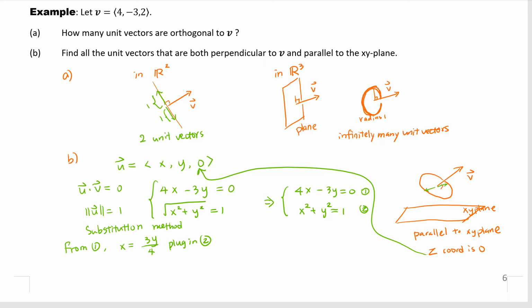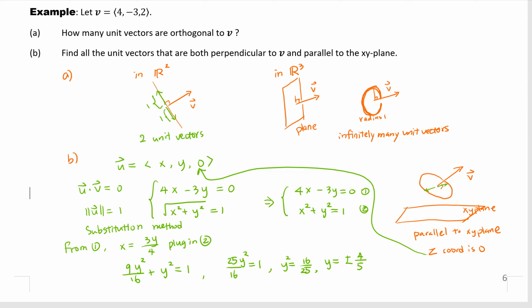So plugging into equation 2, we get (3y over 4) squared. That is 3 squared, 9, y squared, 4 squared is 16, plus y squared equals 1. The common denominator is 16, and 9 plus 16 is 25. So y squared is 16 over 25. Then y equals plus or minus. When you take square roots, don't forget plus or minus. 4 over 5.